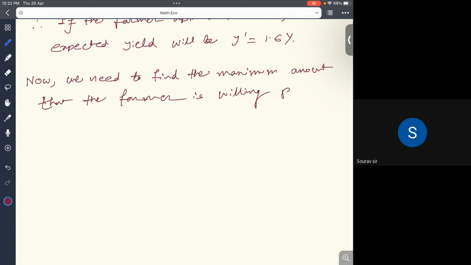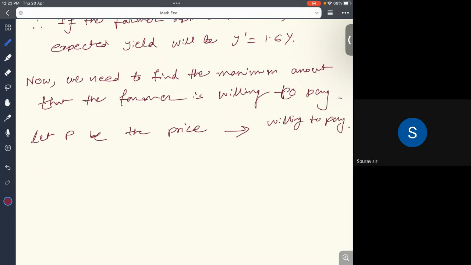Okay. So what can we do? We can do this by determining the maximum amount that the farmer is willing to pay for a 60% increase in yield, since this is the most likely outcome. Now, suppose let P be the price that the farmer is willing to pay for her fertilizer application. That is the willing to pay price.